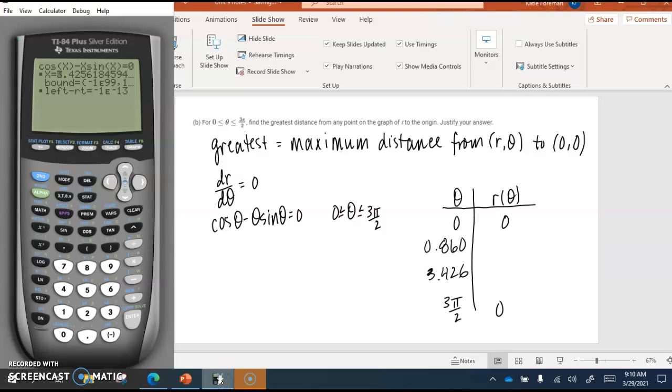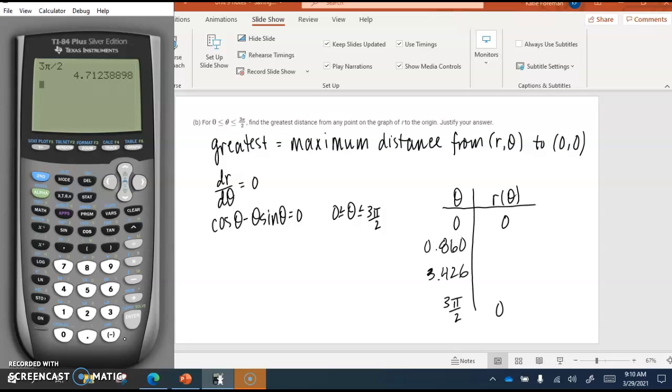And then let me just go back on my calculator here. 3 pi divided by 2 is 4.7. So 3.426 is definitely within my interval. Okay. Now notice what I'm finding.